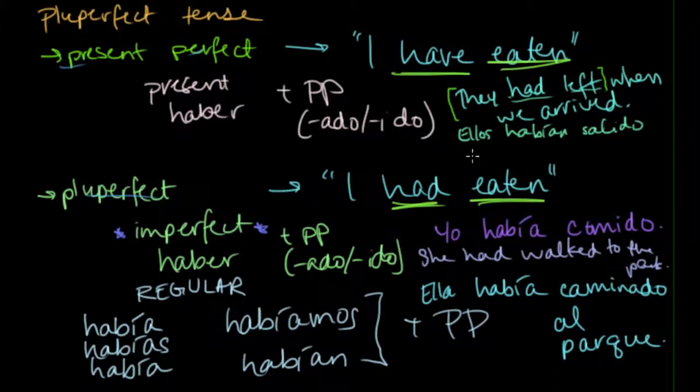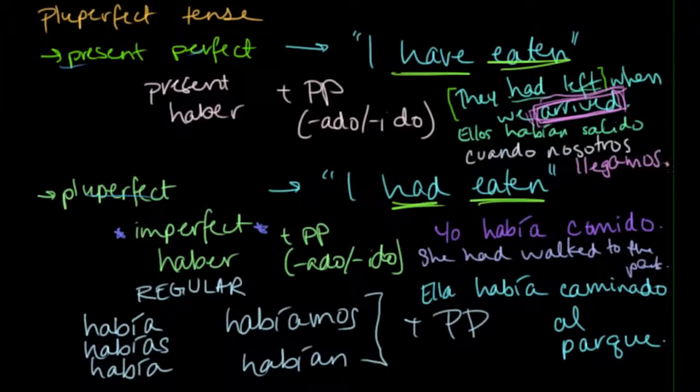When we arrived, cuando nosotros. Again, assuming masculinity here, you could use nosotras if you preferred. And arrived, you'll notice, is not a compound tense. It is just past tense. And because this is a singular event with a sort of one-off aspect to it, it's going to be in the preterite. So we have ellos habían salido cuando nosotros llegamos, which is the preterite conjugation of llegar, to arrive.